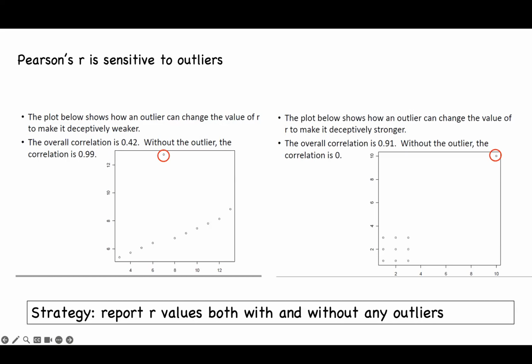And on the right hand, to compare, the red circle is an outlier. If we include the outlier, the correlation is 0.91. But if we remove the outlier, the values in the figure do not have a relationship. The correlation is almost zero. So how can we solve the problem? The take-home message is, for academic papers, for good papers, you will see they report the R value with and without any outliers.